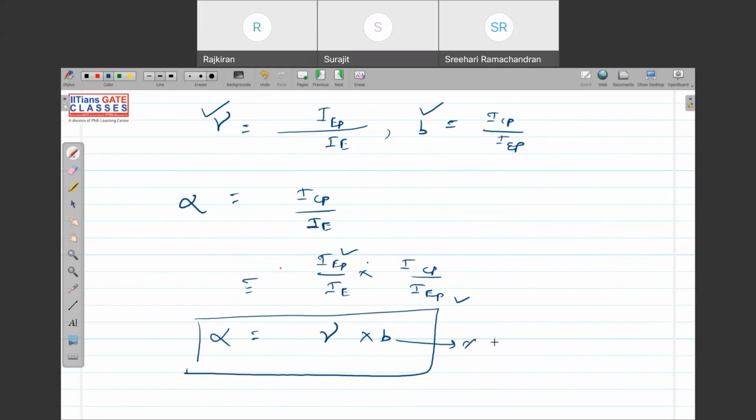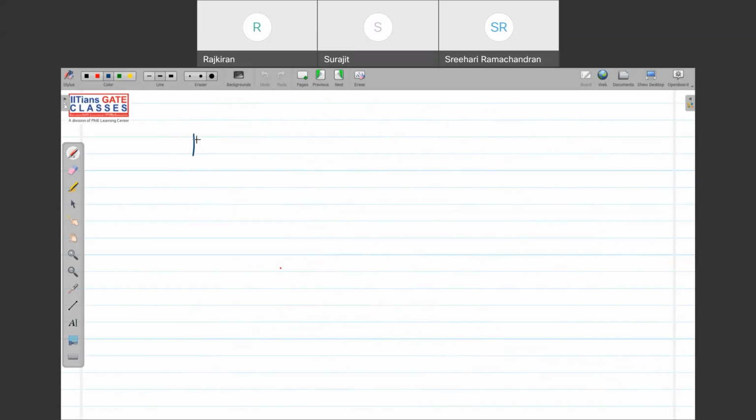This B is not equal to beta. It is the base transport factor. Remember this. And gamma is the injection efficiency. Fine. So what is beta? As you asked, this beta is nothing but IC by IB. If I divide both by IE, I can write it like this.